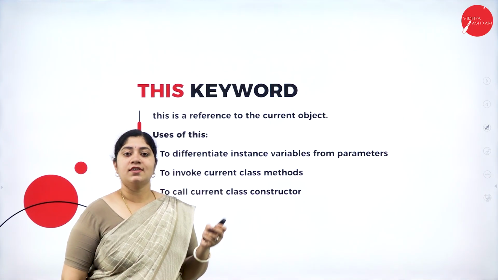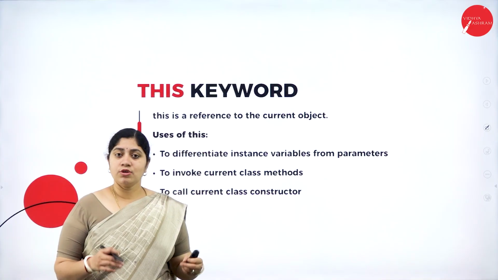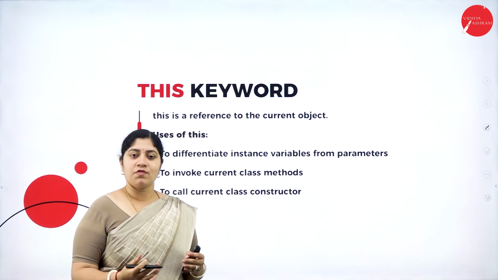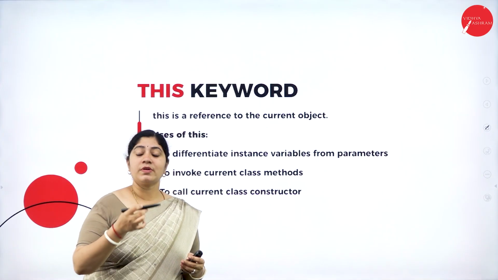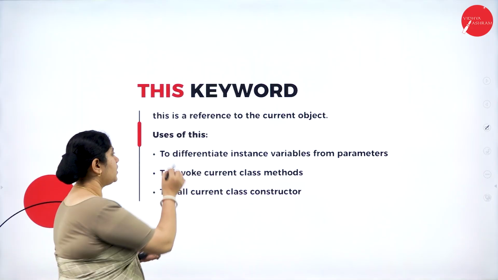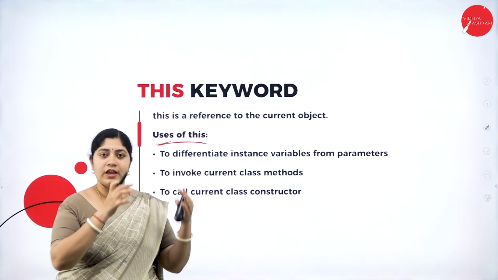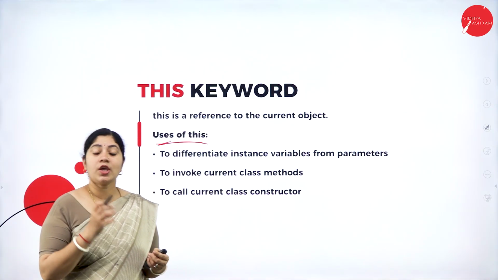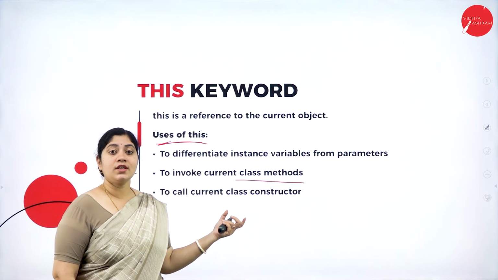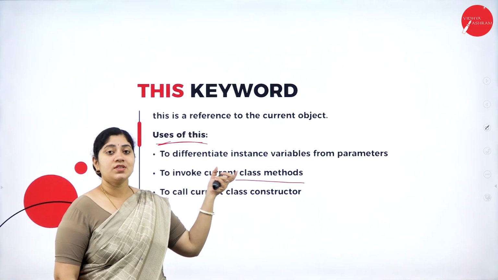Now let's understand a special keyword, none other than the this keyword. As we usually say this pen or this camera, in the same way we can use the this keyword to represent the current object. Now let's understand the uses of the this keyword. It is used to differentiate the instance variable from parameters. It is also used to invoke class methods, and also utilized to call the current class constructor. So these are the basic uses of the this keyword.